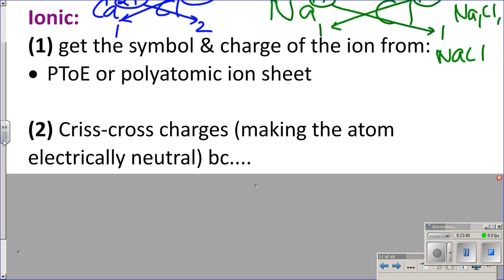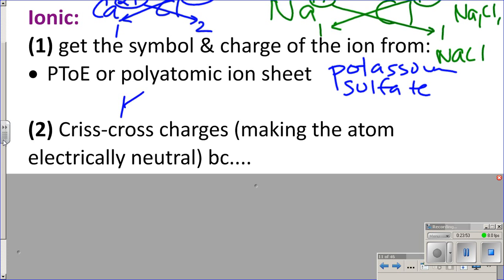So I want you to tell me the formula for sulfate. Let me give myself an example first. Let's go potassium sulfate. What's the charge of K, potassium? Right, so 1 plus because it's in group 1. What is sulfate? Look on your list. So give me the whole shebang. SO4, 2 minus, okay?